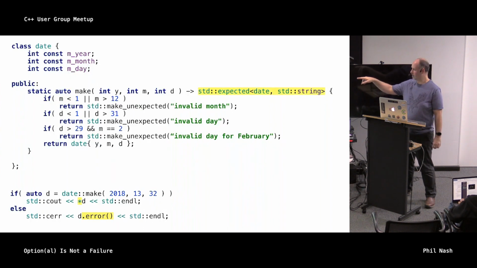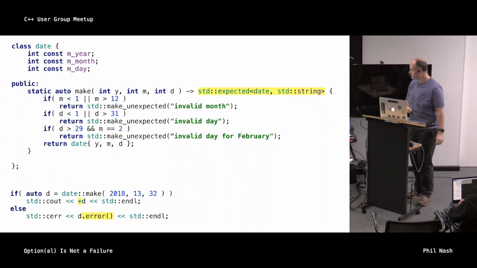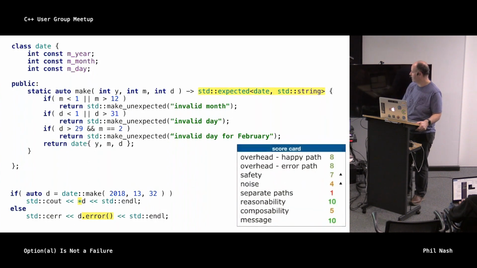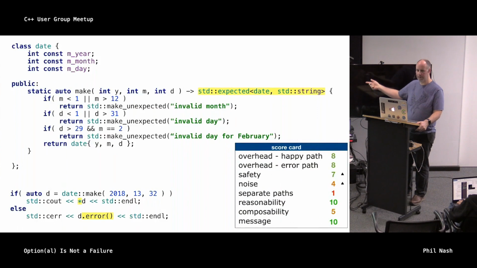Now we've got the explicit conversion to bool for the if statement. We can dereference again like optional, like a pointer in the happy path case. And in the error path, we can call .error. It's much more descriptive. It's much easier to reason about what's going on. In fact, let's have a look at those scores. So reasonability is fine.